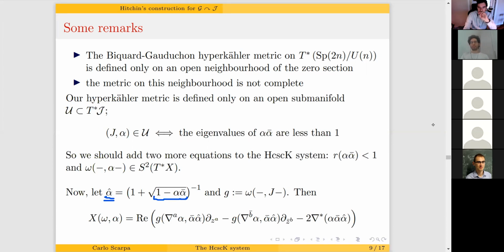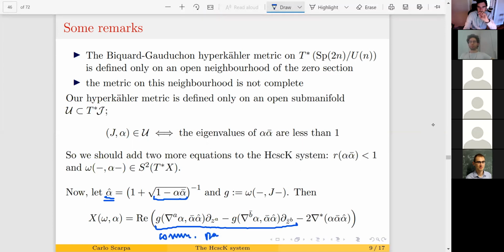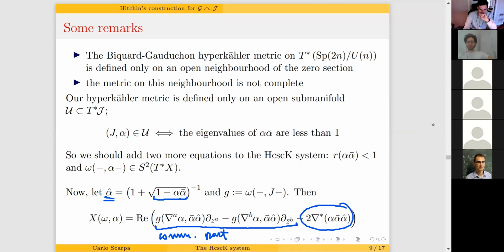And our vector field is written in terms of the first order deformation alpha and this new endomorphism alpha hat. So it's the real part of this huge combination of terms. Here we first have something that looks like a commutator part, and then some additional vector field that instead doesn't have a direct parallel in Hitchin's system. So our system of equations is much more complicated than the Higgs bundle equations.